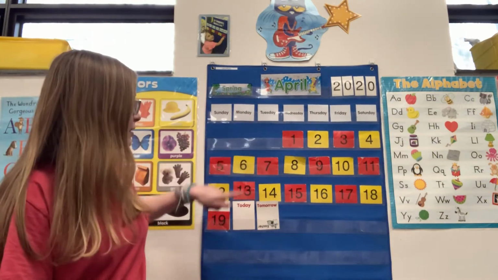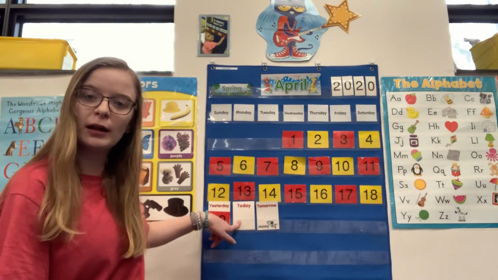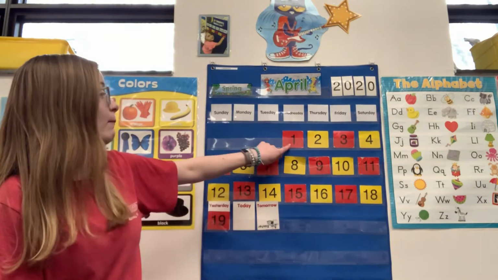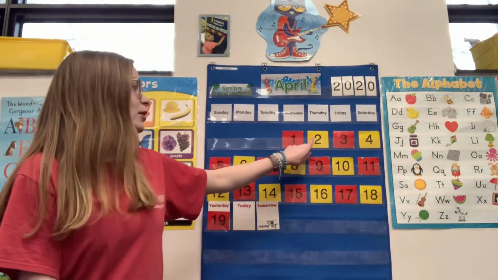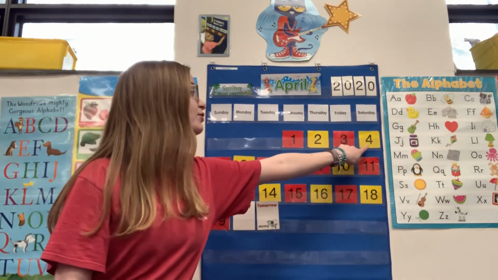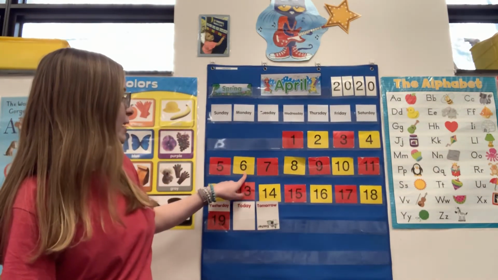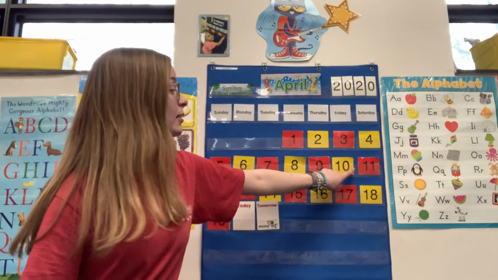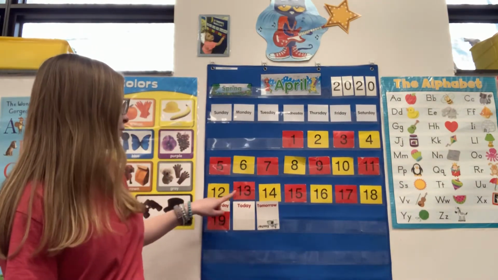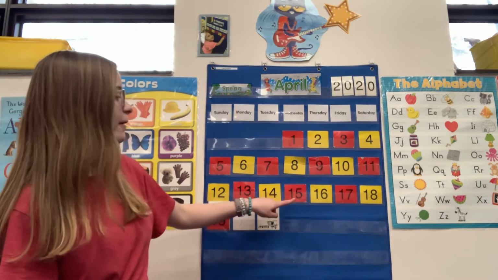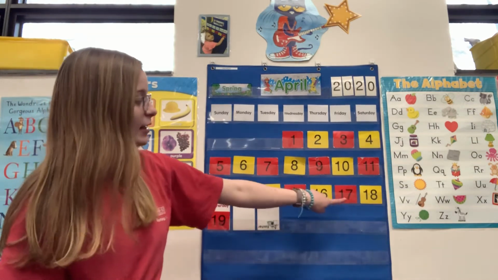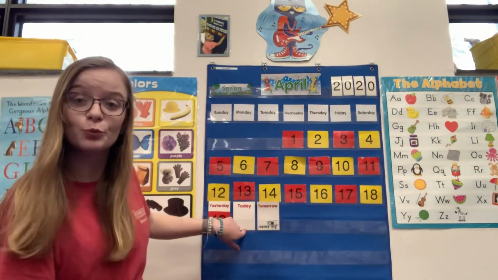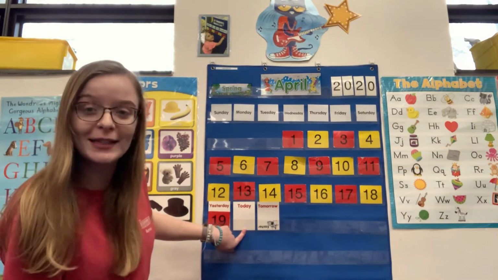All right. We know what month it is. We know what day of the week it is. Now we have to figure out what's the date? What number is today? Are we ready to count? All right. Let's start at number one. One, two, three, four, five, six, seven, eight, nine, ten, eleven, twelve, thirteen, fourteen, fifteen, sixteen, seventeen, eighteen, nineteen, and what comes after 19? 20. Say 20.